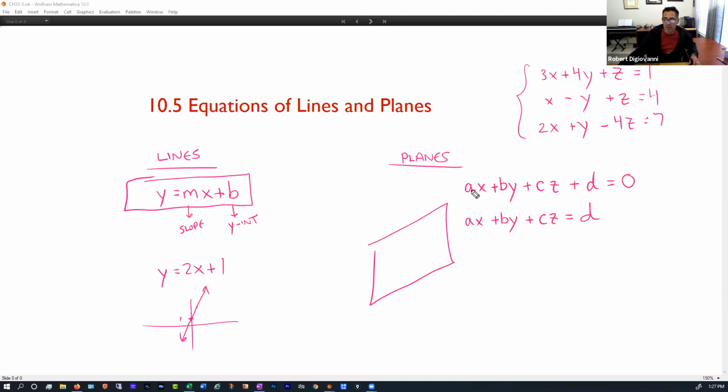So if one of these is like x squared, you're no longer looking at a plane. We'll talk about that next class if we get to it. Those are called, well, quadratic surfaces. And so we'll get to that, but right now a plane is going to look like this.